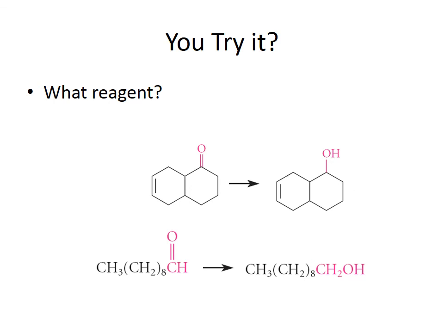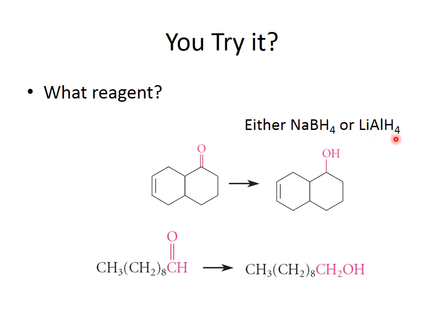So what reagents would you use to take these compounds to the alcohols shown? Well, this is a ketone. To take a ketone to a secondary alcohol, you can use sodium borohydride, or you can use lithium aluminum hydride. Here we have an aldehyde. To take an aldehyde to a primary alcohol, what do we have to do? We can use either sodium borohydride or lithium aluminum hydride. Either of these will work for this step.